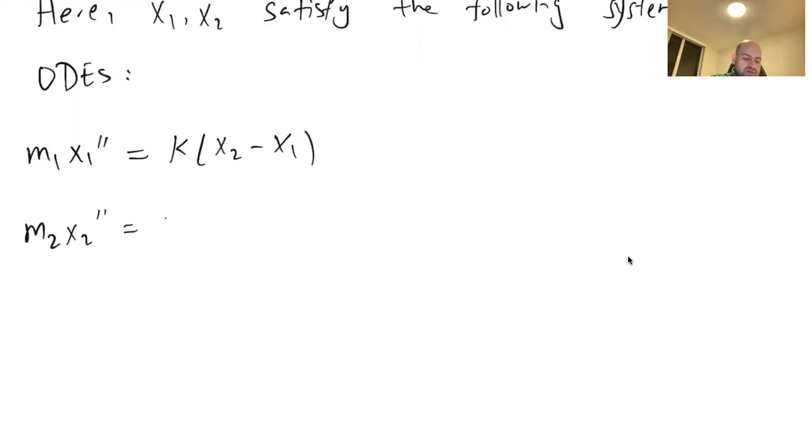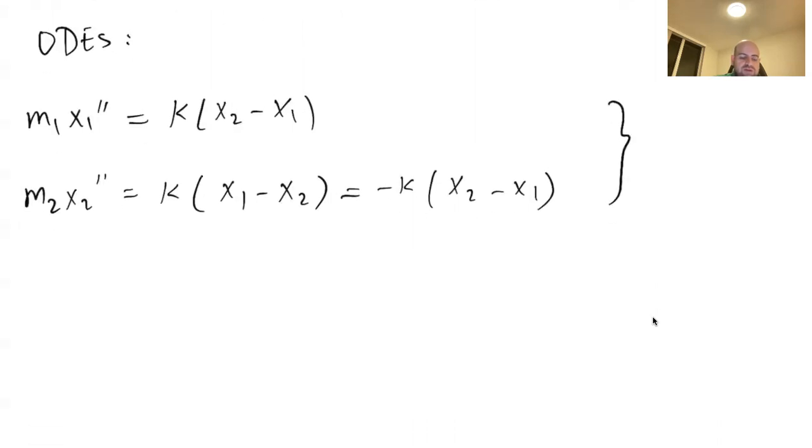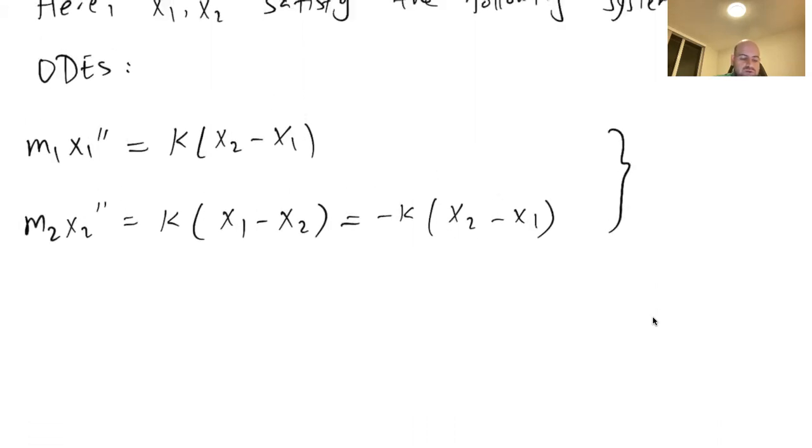x2 double prime equals k times x1 minus x2, which we can also write as minus k times x2 minus x1. So this is a system of ODEs with two equations. There are two equations.